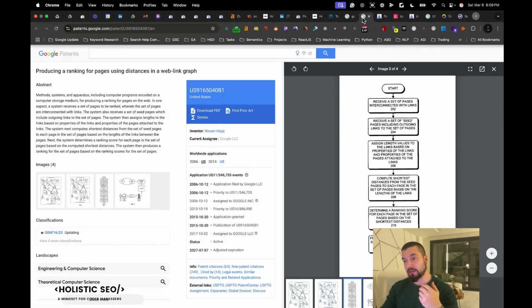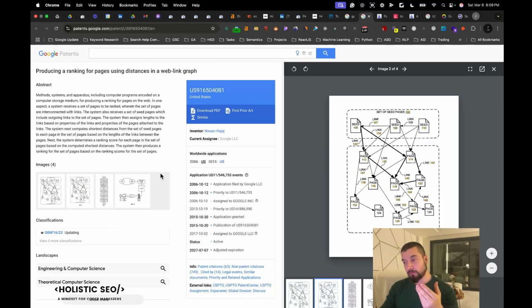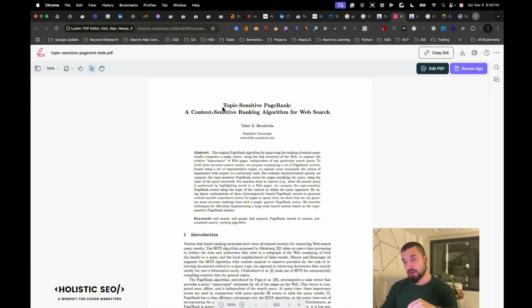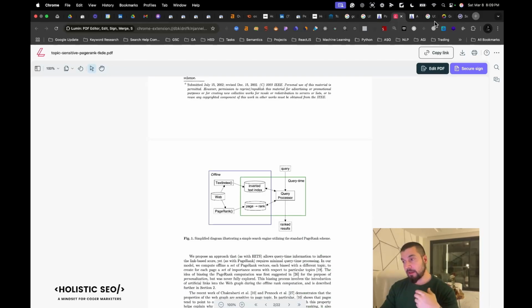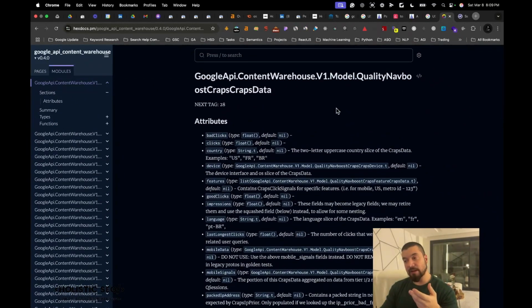There are already some patents and designs to explain these things. This one is slightly different. This is for generating a page rank score and prioritizing rankings of a URL based on the link distance of these pages. The second one in this area is about topic sensitive page rank. This is research from Stanford University, where Google is coming from. And we also see that topic sensitive page rank has been mentioned directly inside the Google API Leak, or Content Warehouse leak. So topic sensitive page rank, we can call it a unification of popularity, topicality, and also page rank.